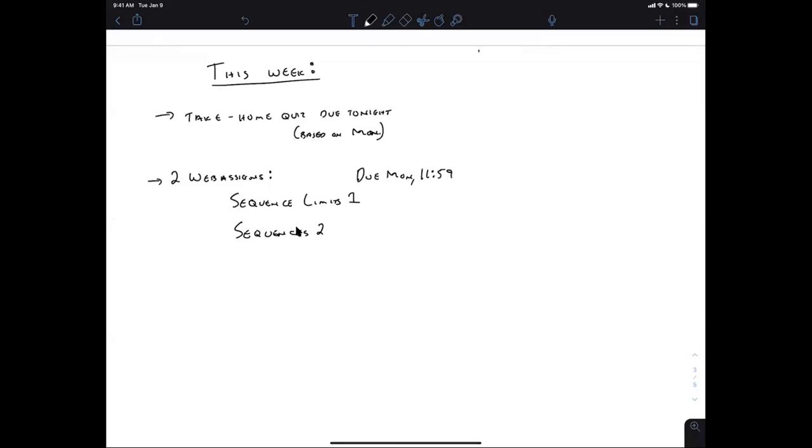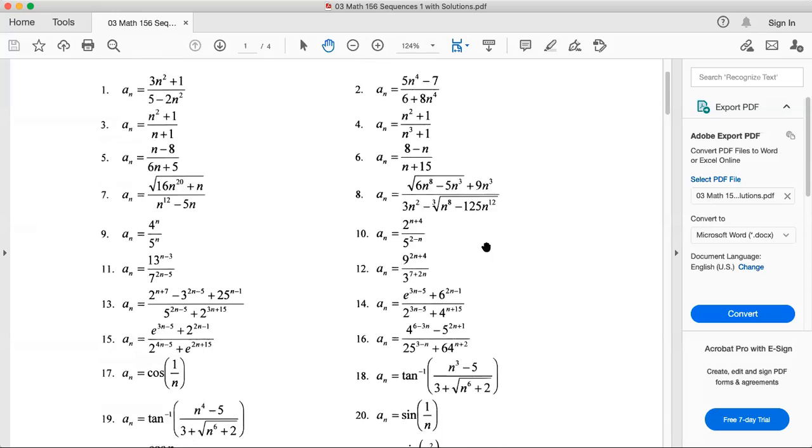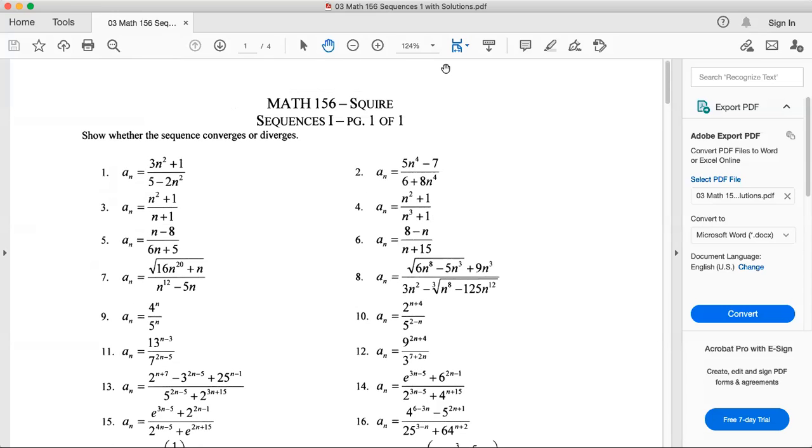But you really need to do the worksheets in the shared drive. And so like tonight, I'm not collecting this, so it's your call. But you need to do this one, and I'm going to share it on the screen so we can see it. This is the sequences 1 worksheet with solutions. It's now in the Unit 3 folder 1.